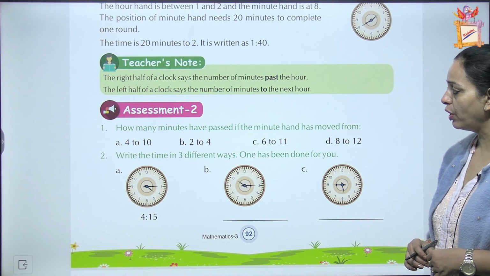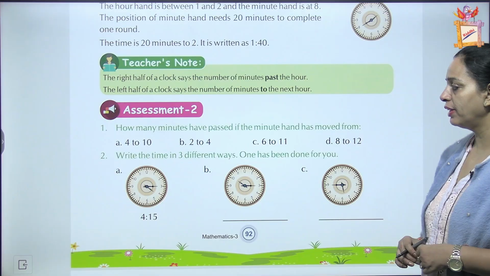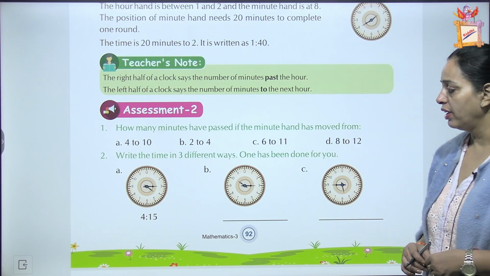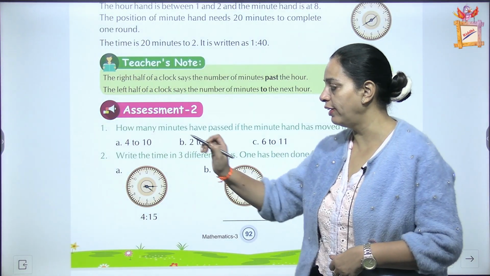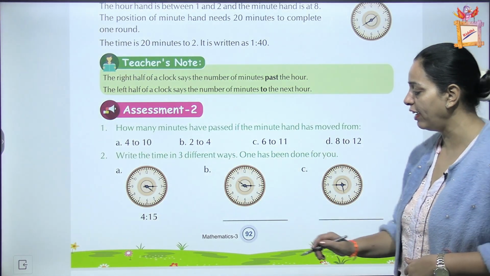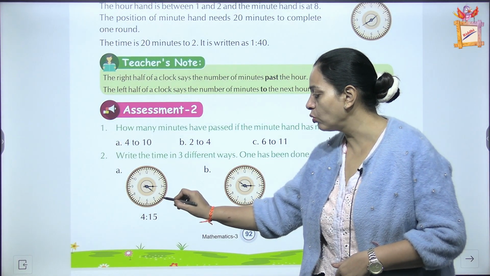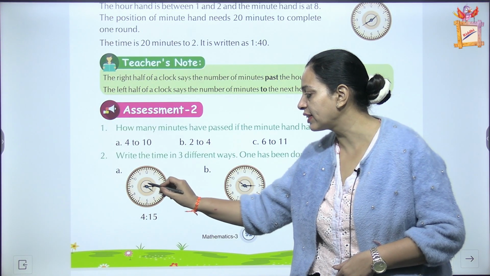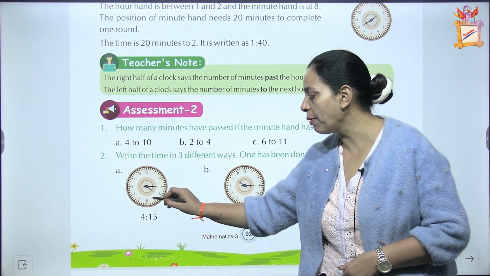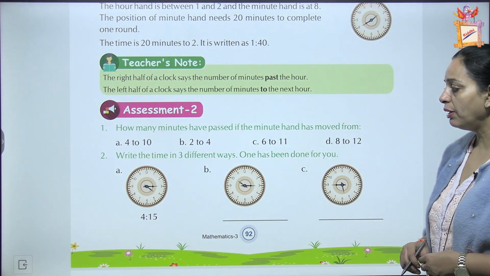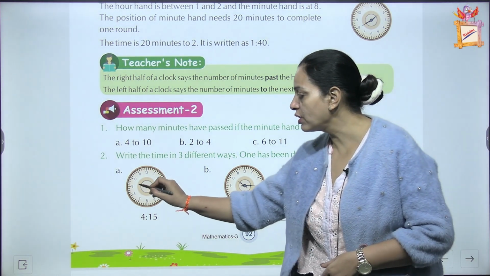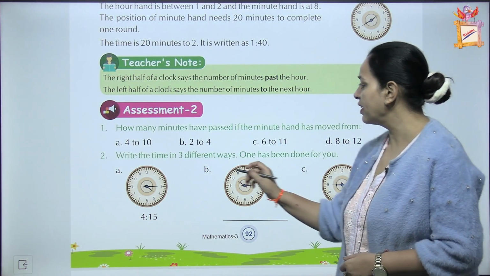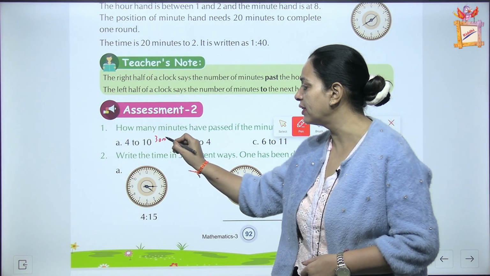Now assessment 2. The first one: how many minutes have passed if the minute hand has moved from 4 to 10? So from 4 to 10, you can count 4 to 5, 5 to 6, up to 10, that is 6 numbers. It means how many minutes? 5 into 6, 30 minutes. Okay, this is 30 minutes.